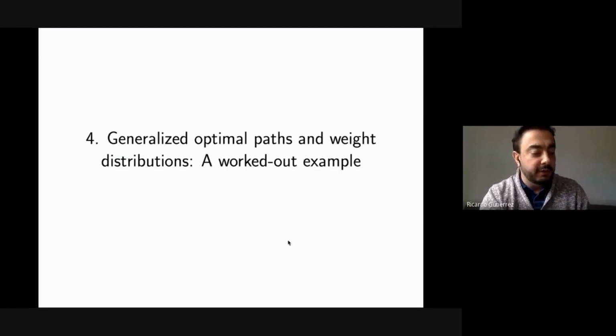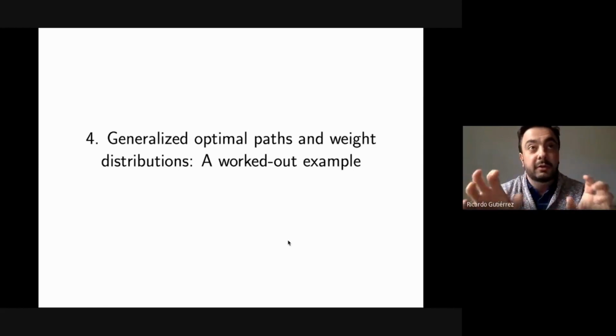Okay, so let's see one example of what we are doing. I worked out an example of how to find generalized optimal paths and weight distributions. This is the example I told you would be extremely simple. You can see what the solution is going to be, and that's the idea, just to explain it.